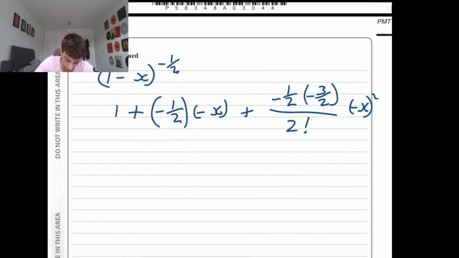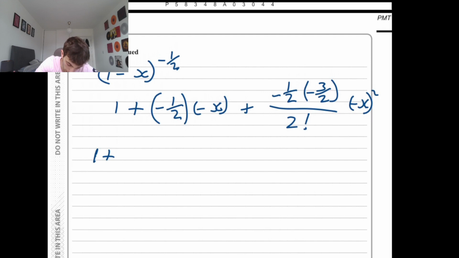Okay, so let's sort that out. We have 1 plus minus a half x times by minus x. Minus times a minus is a positive, so that's plus x over 2. Plus, so we have minus a half times minus 3 over 2 over 2. Put it in your calculator. We can actually see that's going to be plus 3 over 4 divided by 2. So it's going to be positive 3 over 8x squared. The reason it's positive x squared is because that minus x is all squared.